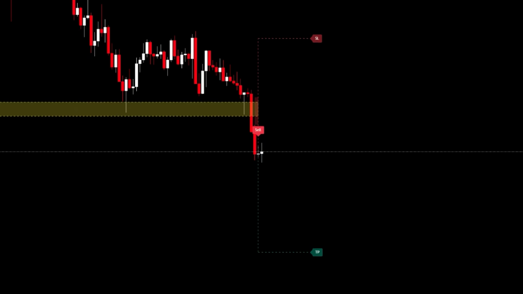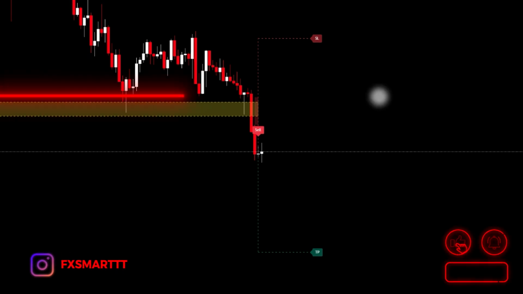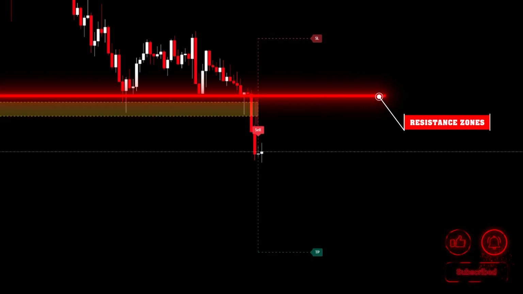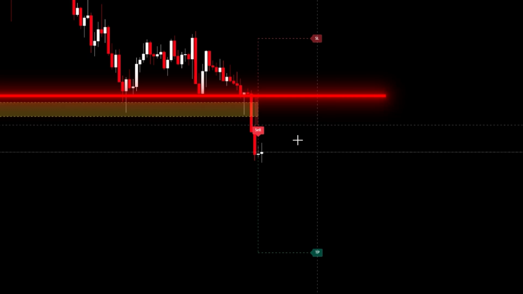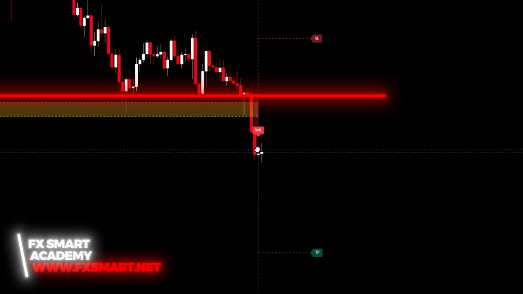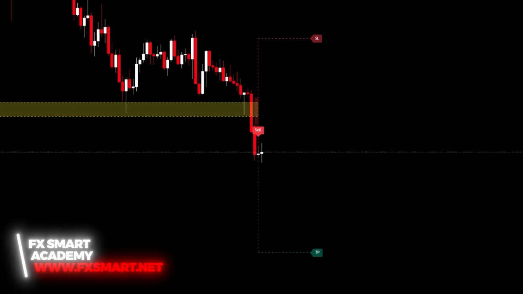Now, let me show you another technique for entering a sell position. As I've mentioned multiple times in previous videos, after breaking support and resistance levels or supply and demand zones, the price usually returns to retest those levels and pulls back. Here, you can see a support level that previously prevented the price from dropping further, but eventually, the sellers managed to break through this support level. At this point, a sell signal is generated.